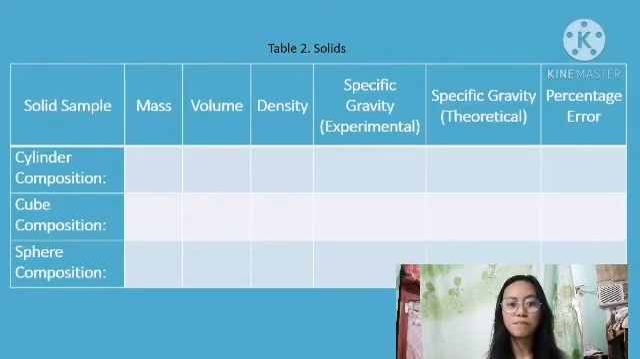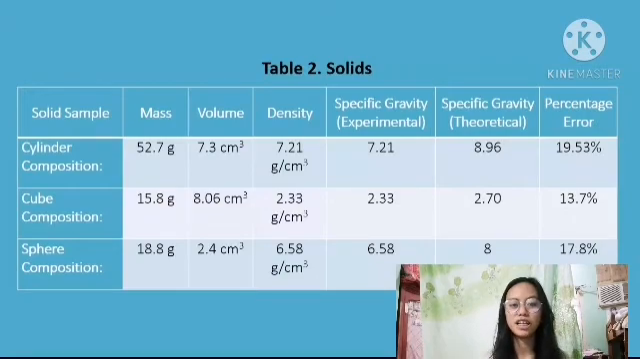Given those measurements, we must be able to find the mass, volume, density, specific gravity, both experimental and theoretical, percentage error of the solid samples. And given the formula that we learned earlier, we should be able to derive these answers.